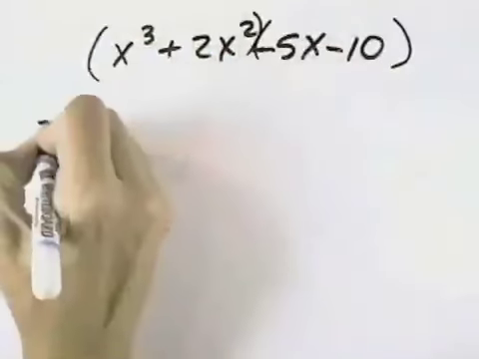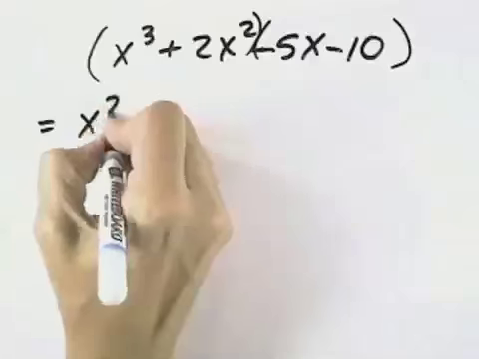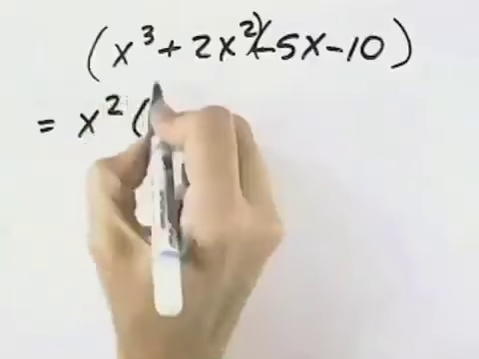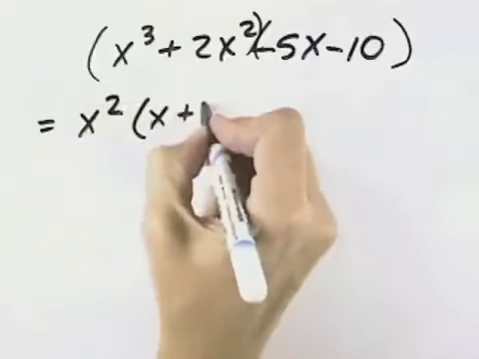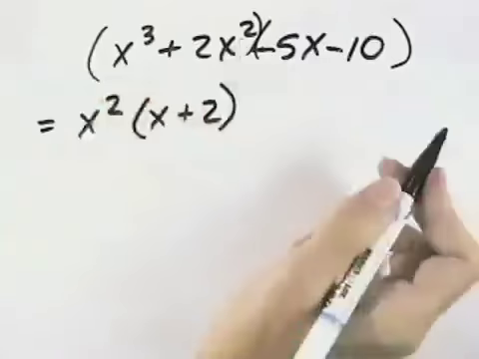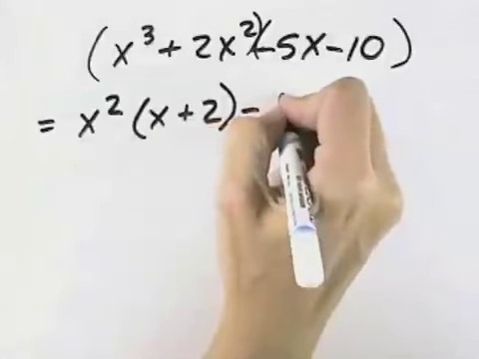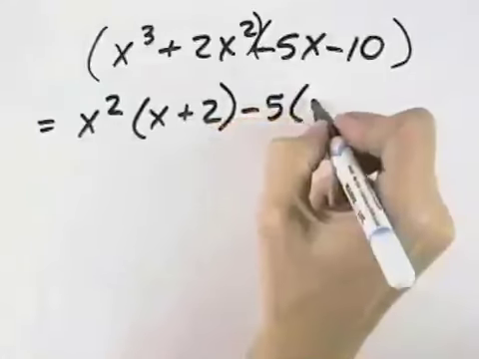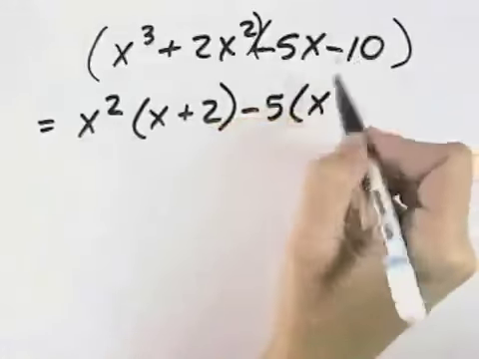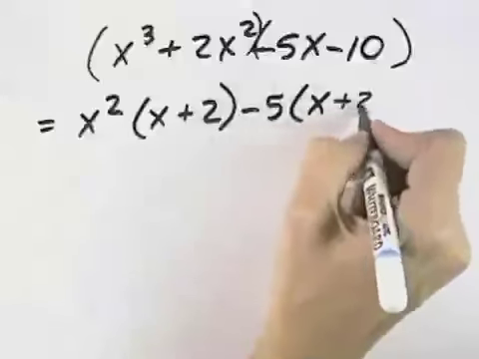When I do that, I can see the common factor of x squared in my first 2 terms, which when I divide out leaves me x plus 2 when I divide an x squared out of each of those terms. In my second 2 terms, I can see a common factor of negative 5, and when I divide that out, I'm left with an x, and negative 10 divided by negative 5 is positive 2.